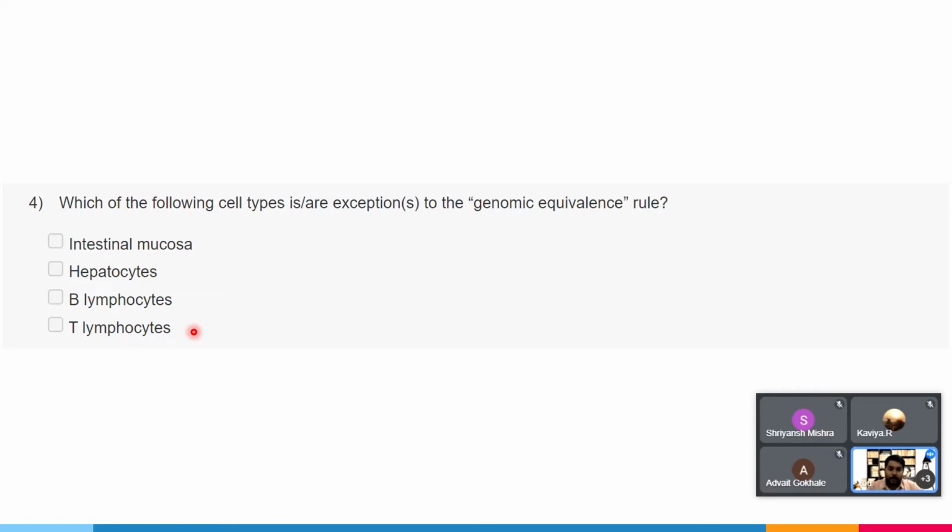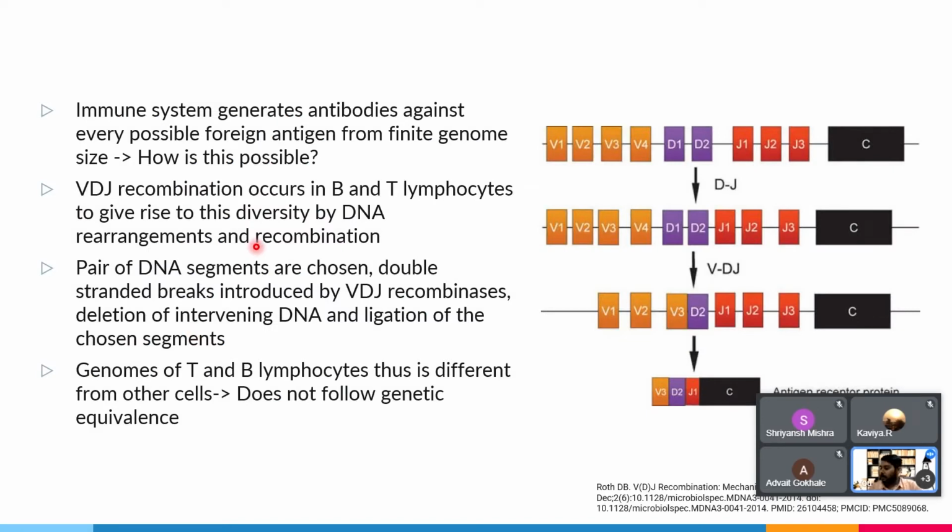This is a particularly important question that gets answered by this. So this is the question: the immune system generates antibodies against every possible foreign antigen from a finite genome size. So how is this exactly possible? Because if we have a finite genome size, then there should be a finite number of proteins that we can form. That also means a finite number of antibodies. But how can a finite number of antibodies recognize everything that is out there, which is actually happening?